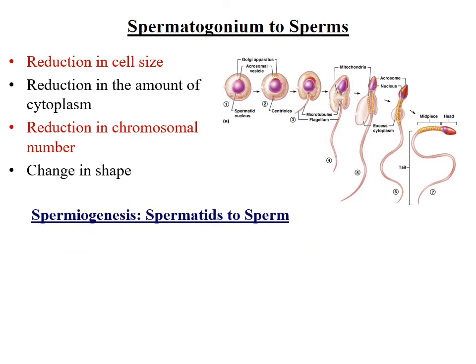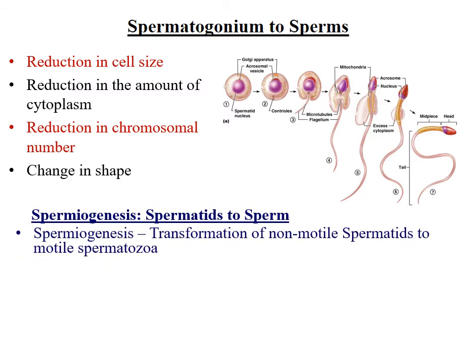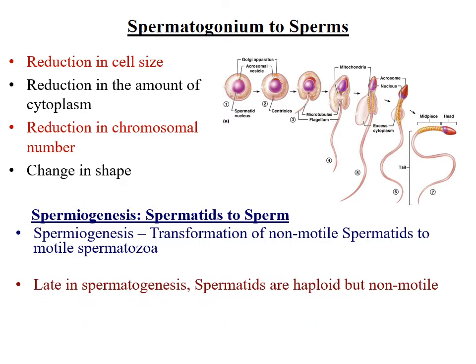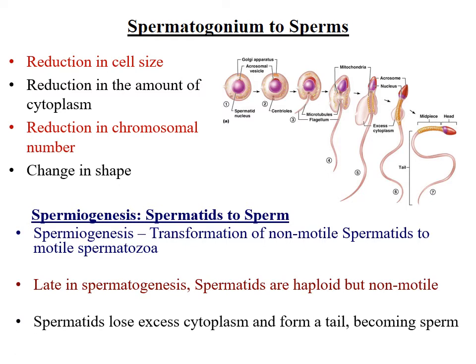Spermatids to sperm, that process is called spermiogenesis. Spermiogenesis is the transformation of the non-motile spermatids to motile spermatozoa. So spermatozoa are capable of moving, whereas spermatids are incapable of moving. Late in spermatogenesis, the spermatids are haploid but non-motile. The spermatids will lose the cytoplasm and form a tail, becoming a sperm.